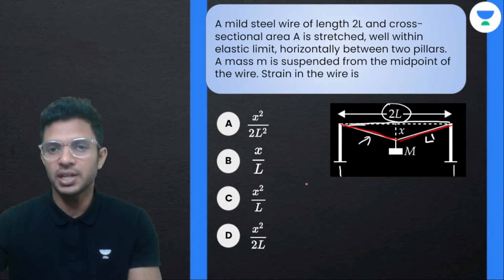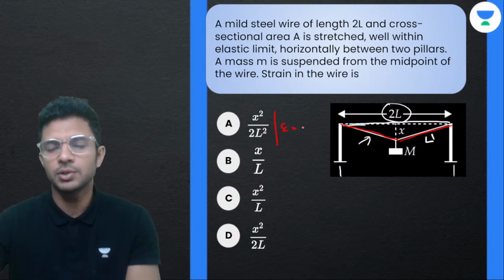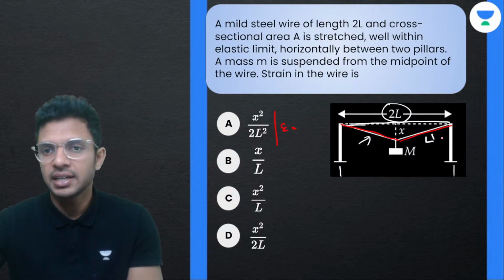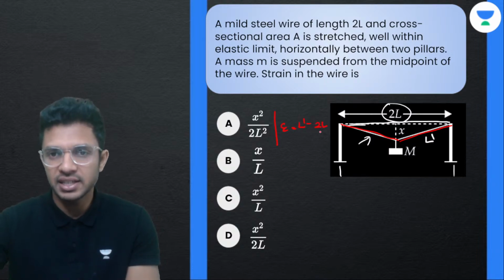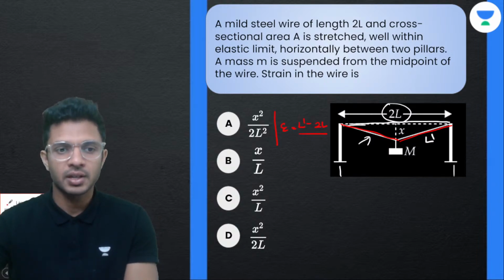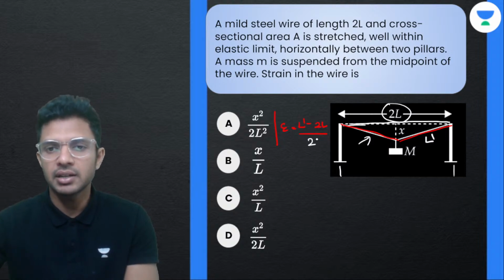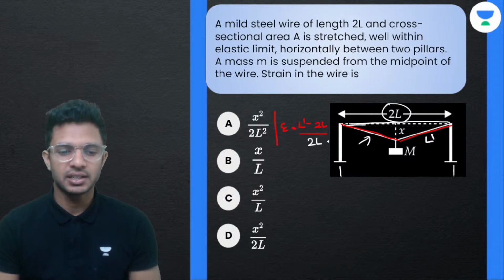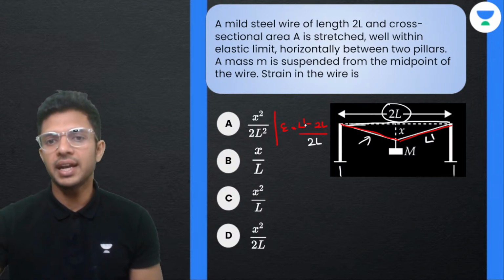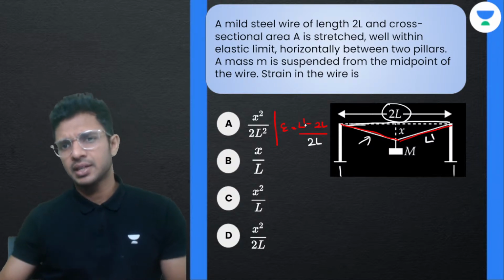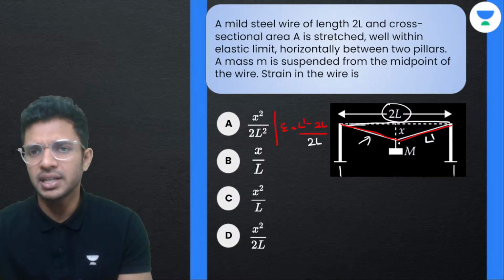Question is, what is the strain? अरे strain का general formula क्या है? We'll go with the general formula of strain. Strain is equal to change in length over original length. How will you find change in length? New length L dash minus initial length 2L, that is the change in length, divided by the actual length of 2L. So 2L values we already know. We need to get the value of L dash. कैसे करेगा? It's not a big deal.